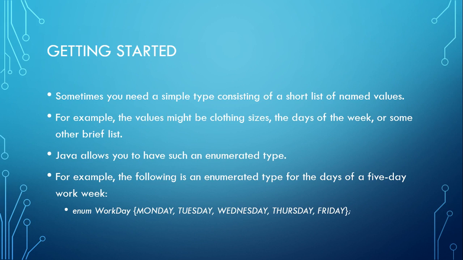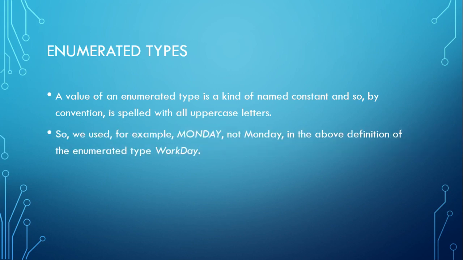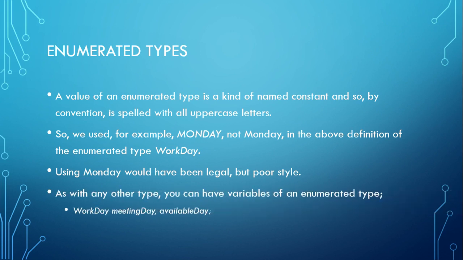So, for example, the following is an enumerated type for the days of a 5-day work week. Enum WorkDay, MONDAY, TUESDAY, WEDNESDAY, THURSDAY, FRIDAY. A value of an enumerated type is a type of named constant. So by convention, it's spelled with all uppercase because it's a constant. Remember, whenever we do a constant, it's all uppercase. So if we use, for example, MONDAY, not Monday, in the above definition of the enumerated type WorkDay. Now, technically, if we had used Monday spelled out normally instead of all uppercase, that would be legal, but it's considered poor programming style.